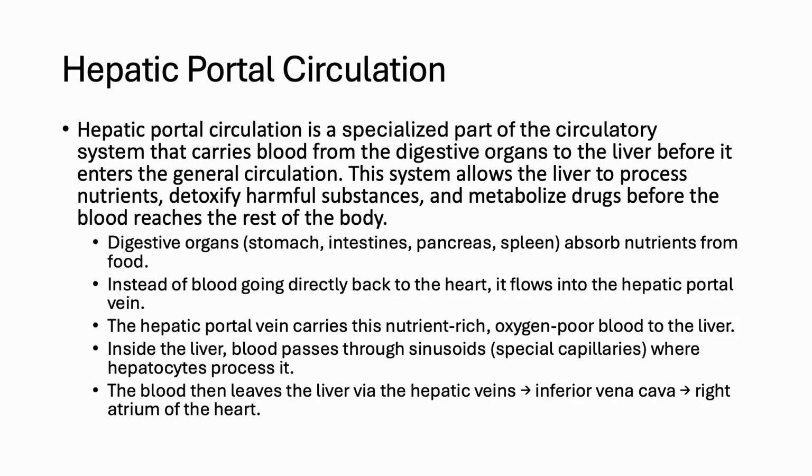Inside the liver, these substances, meds, food, whatever, are processed. The blood then leaves the liver through the hepatic veins, and it goes to the right atrium of the heart, goes to the lungs, is oxygenated, and then is squeezed out through the left ventricle. So the hepatic portal circulation is just a fancy way of saying that things that you take through your GI tract go to the liver before they're distributed to the rest of your body.